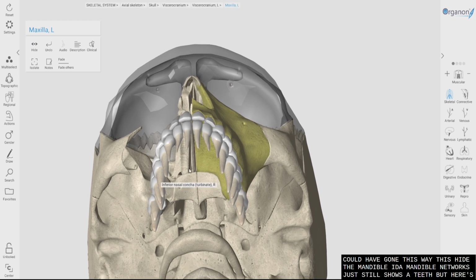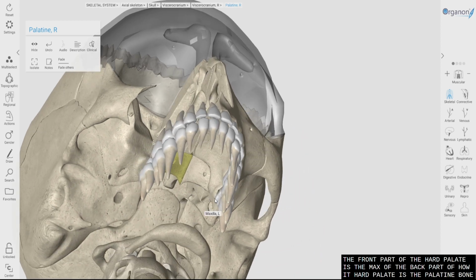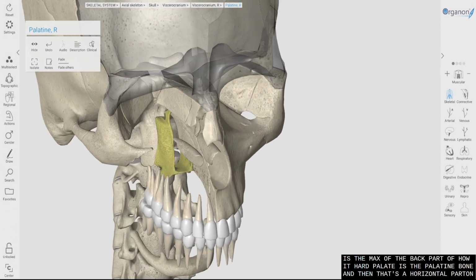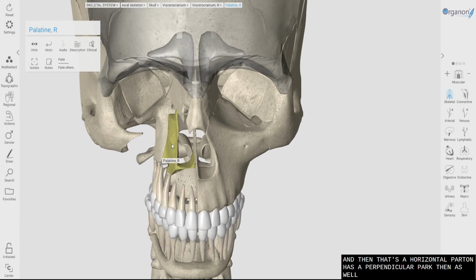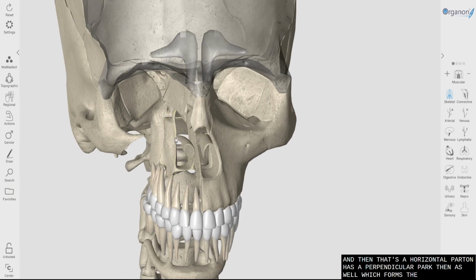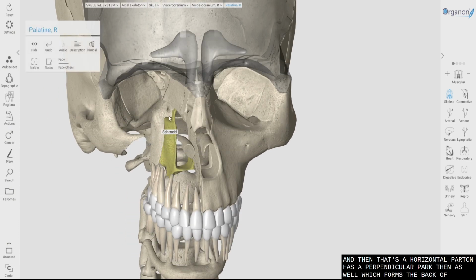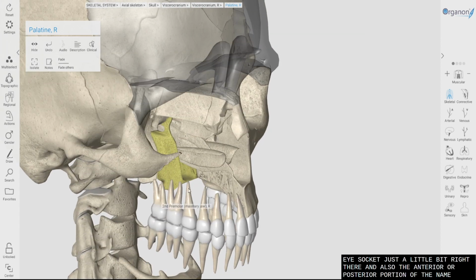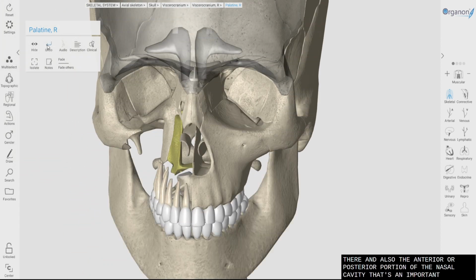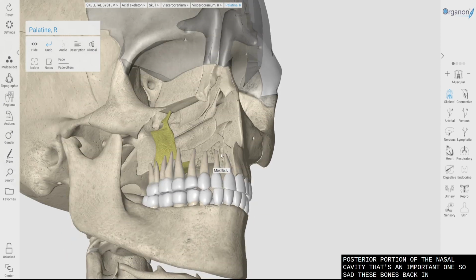But here's the front part of the hard palate, which is the maxilla. The back part of the hard palate is the palatine bone. And then that's the horizontal part. And it has a perpendicular part as well, which forms the back of the eye socket, just a little bit right there. And also the anterior or posterior portion of the nasal cavity. So that's an important one. So let's add these bones back in a little bit here.